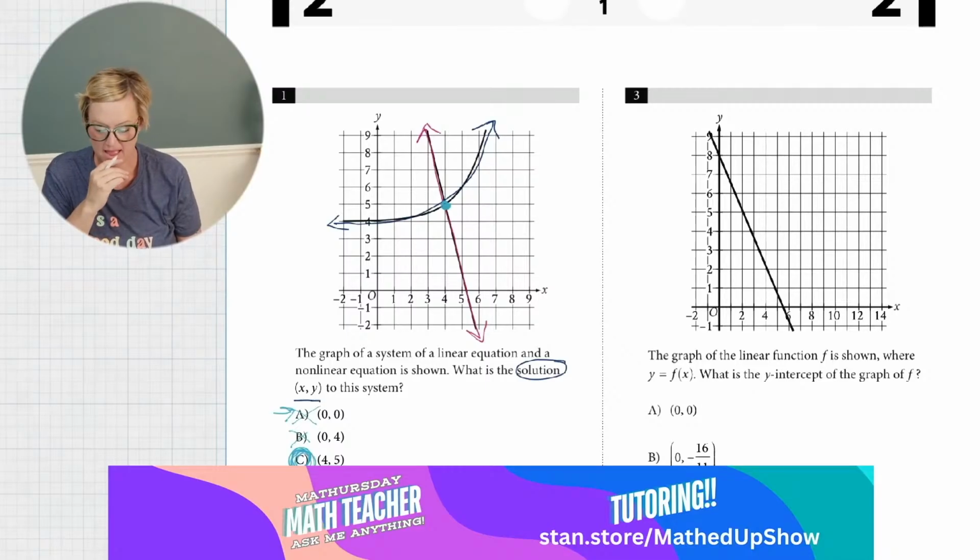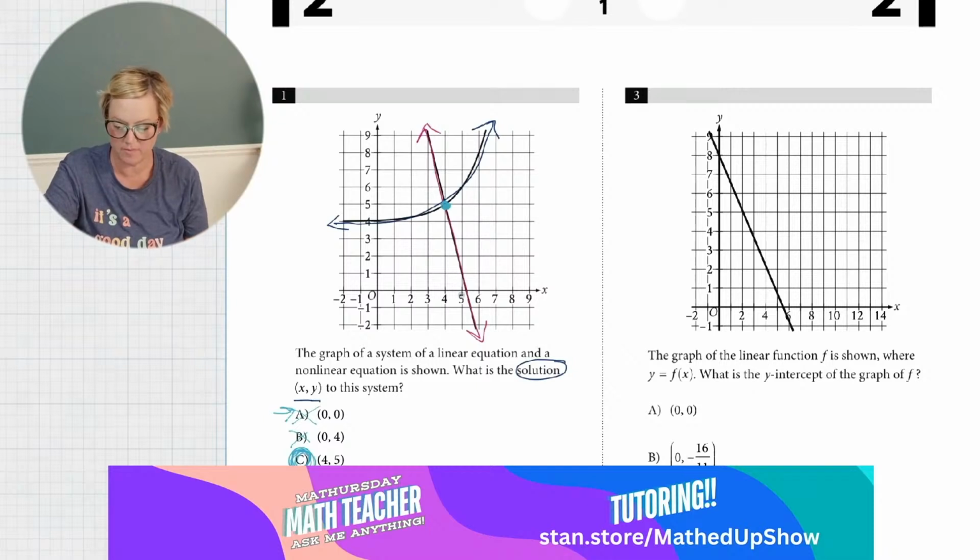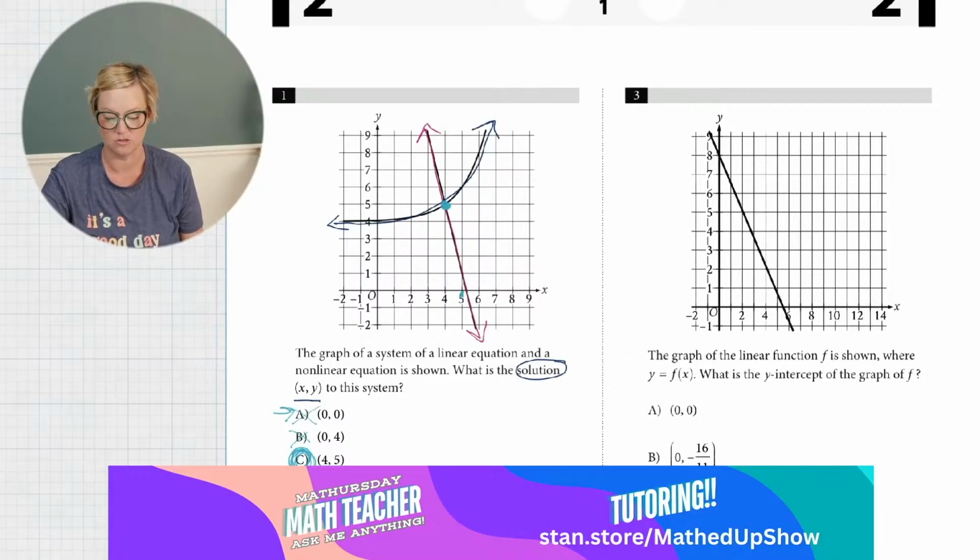Okay. Yeah, so 5, 0 would be out here. So you would go out to 5 and you don't go up or down because it's 0. So 0, 4, and 5, 0 are ones that seem to be passed through just by one of the equations, but the solution to the whole system is going to be a point that both of them pass through. So the answer to number 1 is C.